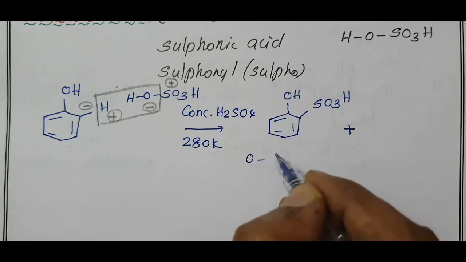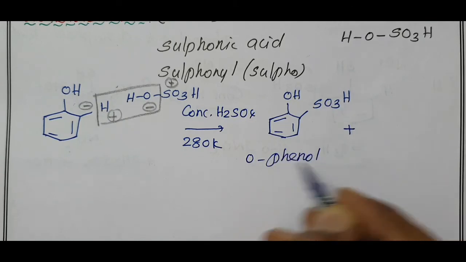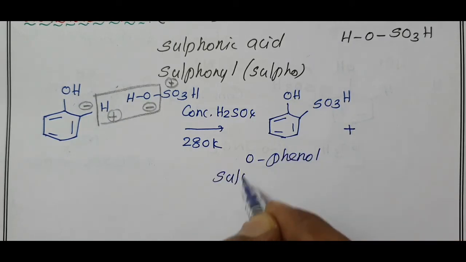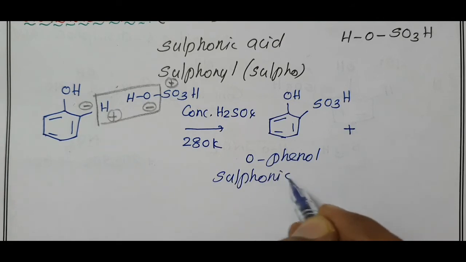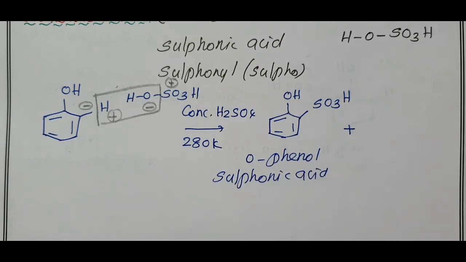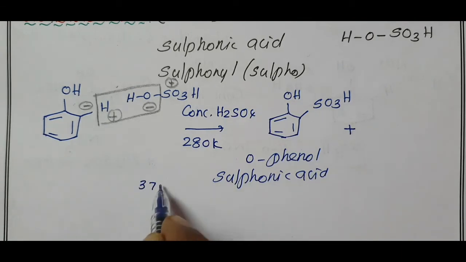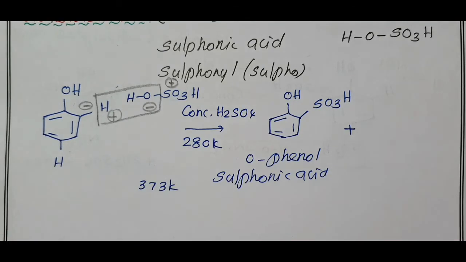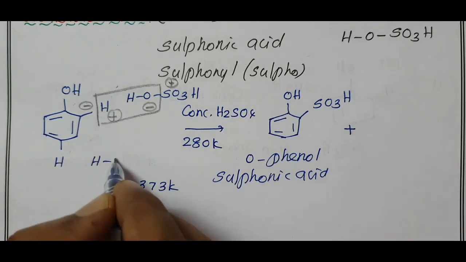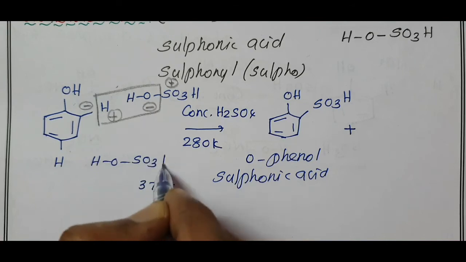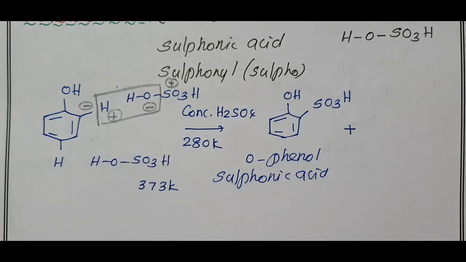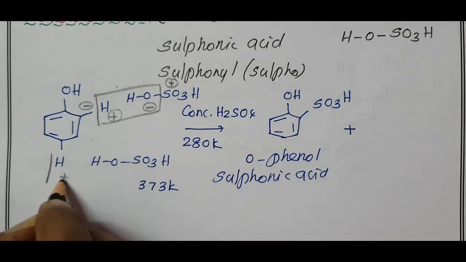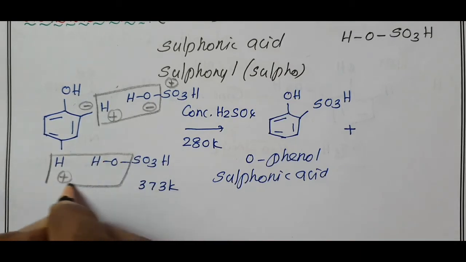Ortho phenol sulfonic acid; the name ends with sulfonic acid. When the temperature is raised to 373 Kelvin, one para hydrogen undergoes sulfonation with concentrated sulfuric acid; para H plus and OH minus are removed as H2O.